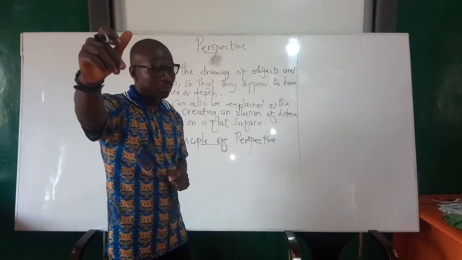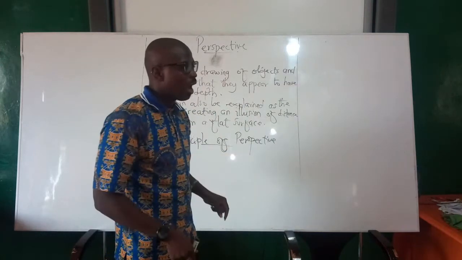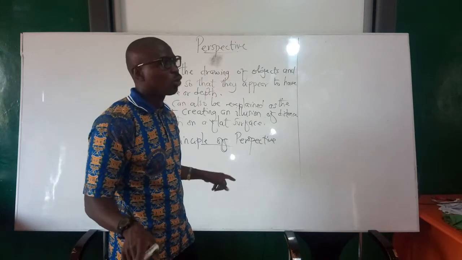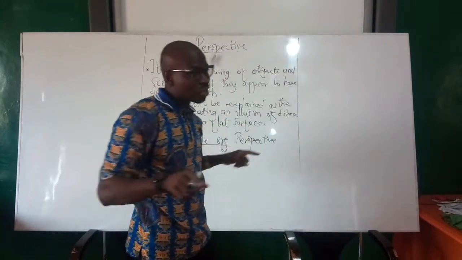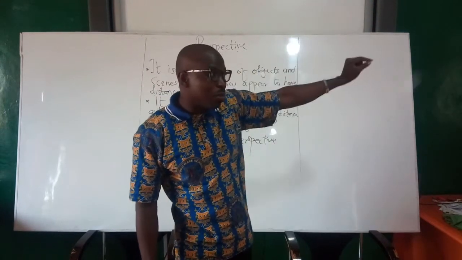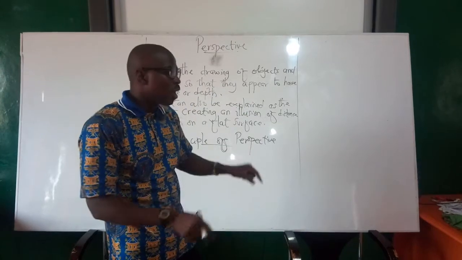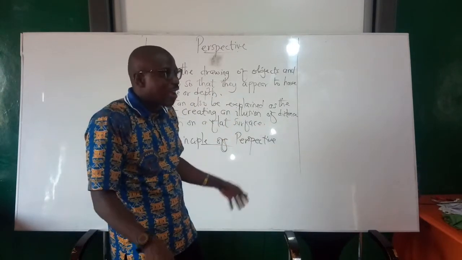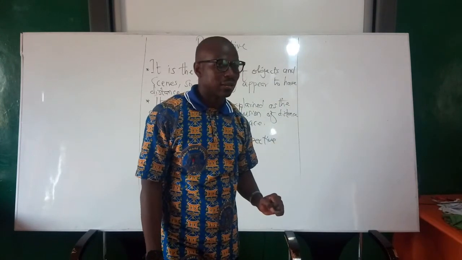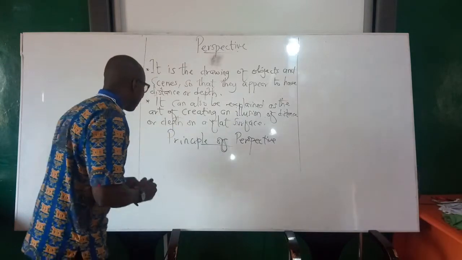Please, are we okay? So if I have about 10 houses that are aligned, I'll see those that are closer to me more clearly and brighter than those that are away from me. But in actual fact, it might be that those that are afar are brighter, realistically. But with the principle of perspective, I will see those that are closer to me as brighter than those that are in a distance. Okay? Good. So let me write it there.